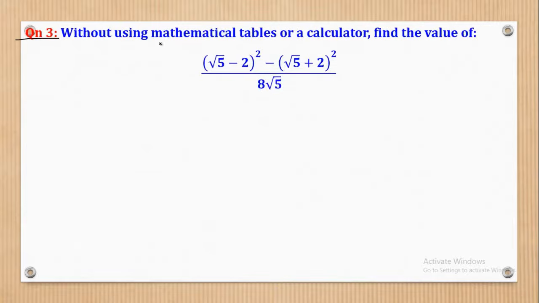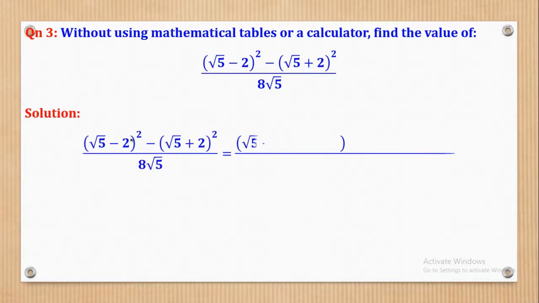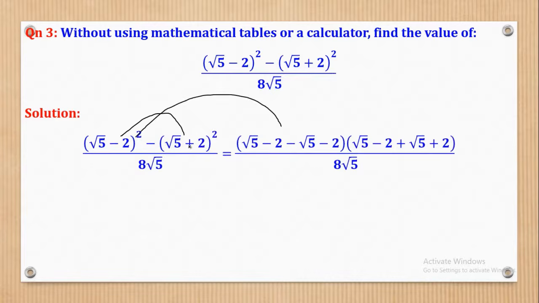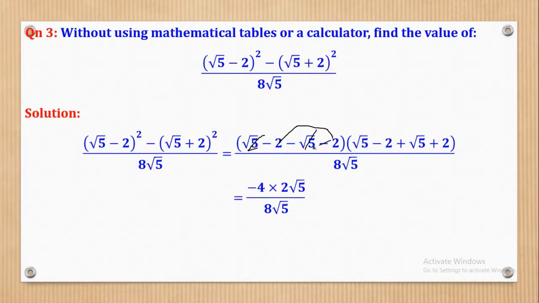Then question 3 says, without using mathematical tables or a calculator, find the value of this. So you write the given expression and also expand. Remember, this is the difference of two squares. So one bracket will have a subtraction, another one will have addition. Then when I simplify, this and this cancels, so negative 2 minus 2 gives you negative 4. Then also here, this one cancels, you remain with root 5 plus root 5, which gives you 2 root 5. Now this root 5 can cancel with this, and this one, negative 8 over 8, gives you negative 1 as the answer.